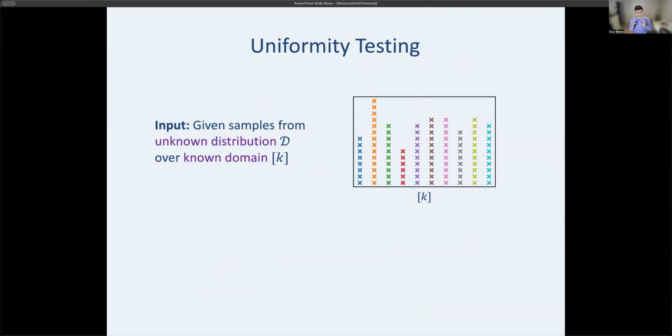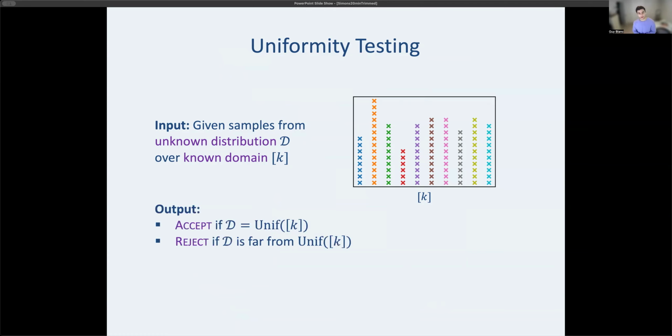The problem we consider in this work is that of uniformity testing. It's an extremely foundational and well-studied task. Here we get samples from an unknown distribution, and we want to determine whether it's uniform or not. We'll always assume that we know the number of elements, so we know k, but we don't know anything else about the distribution. The goal is to accept if the distribution is indeed the uniform distribution over k elements, and reject if it's some notion of far.